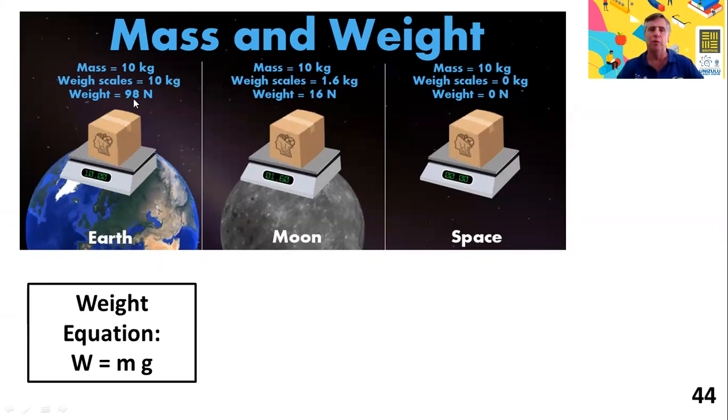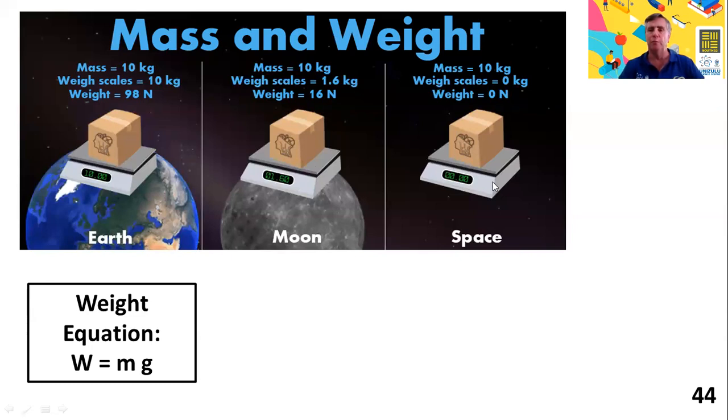So on Earth, this 10 kilogram parcel on weigh scales would show a mass of 10 kilograms, but it's actually converting from a weight of 98 newtons. 10 times 9.8 equals 98. Now, the Moon is much smaller than the Earth, and gravity on the Moon is only 1/6 of what it is on Earth. So your weight on the Moon, the force with which the Moon attracts this box, is only 16 newtons. So this weigh scale would wrongly read 1.6 kilograms.